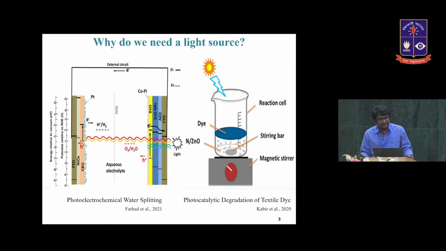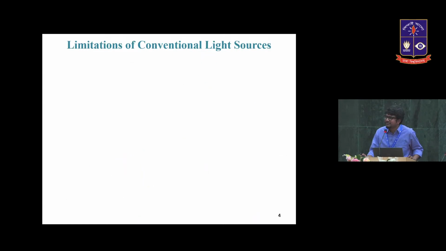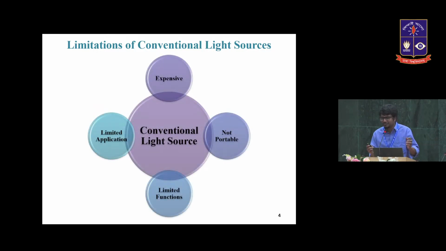So are there any light sources available? There are many types, like the xenon arc lamp, but we found some problems with them. They are mostly expensive and not portable. You put them in one part of your lab and do everything there. They have limited functions and limited applications. One type of light source is only used for one type of experiment. To resolve these issues, we worked on developing a light source.